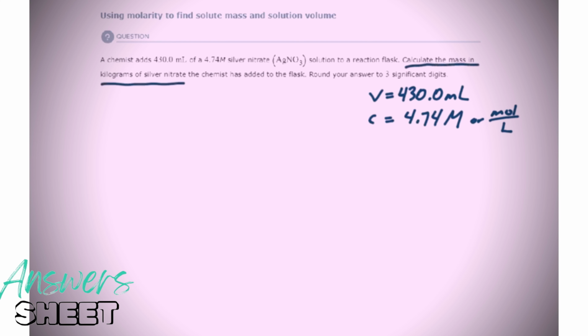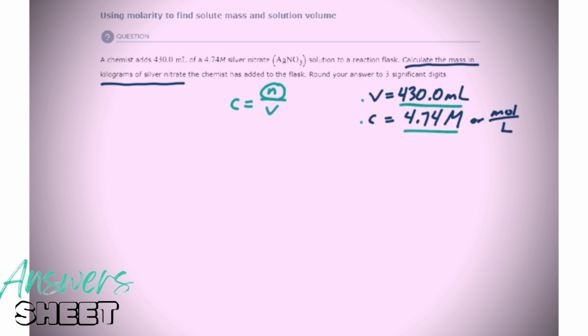Well, how do we find that? We're able to find this using the formula for concentration. Concentration is equal to amount of solute per unit volume. So if the concentration of this solution is 4.74 molar, or moles per liter, and if the volume of this solution is 430 milliliters, then we can find the amount of solute and convert it to kilograms. So let's take our givens and plug them into this formula and make sure that the units match.